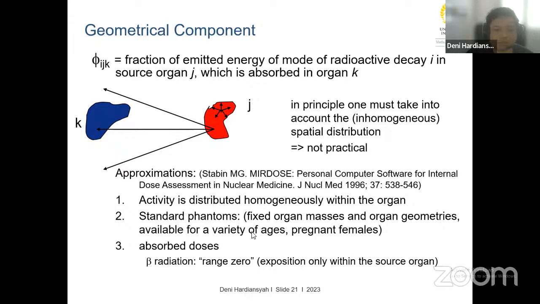Okay. And then for this phantom, we have a different variety of ages, and we can even have a pregnant liver. Okay. And then here we also use one approximation, that the absorbed dose created by the beta radiation has a range of 0. So it means that the exposure is only within the source area.